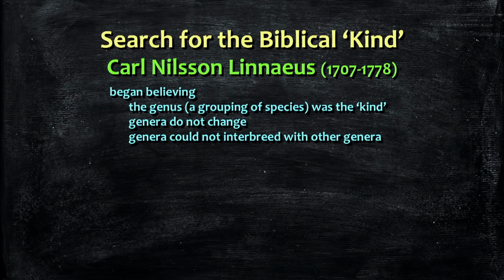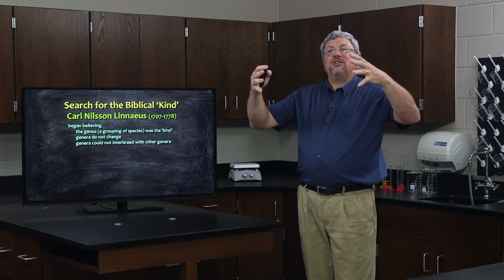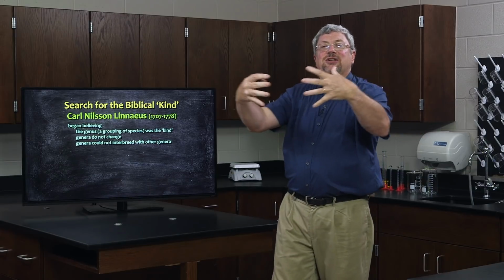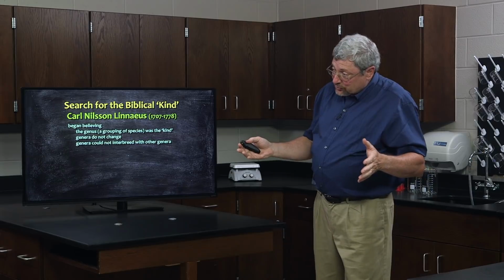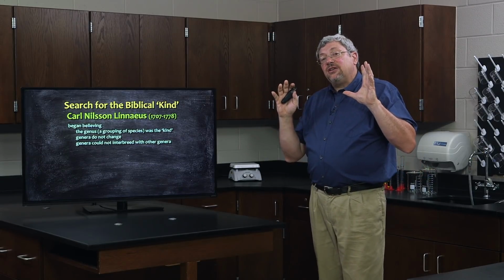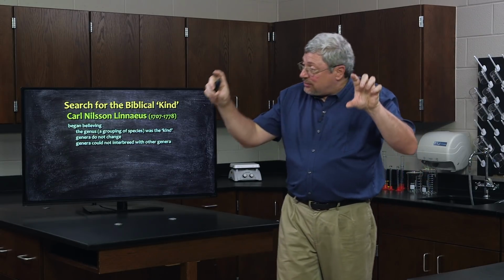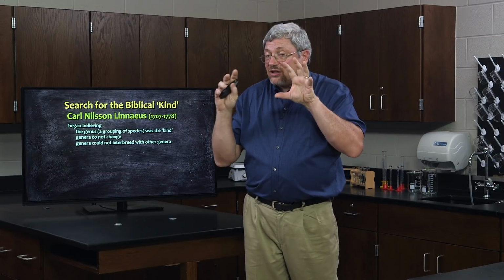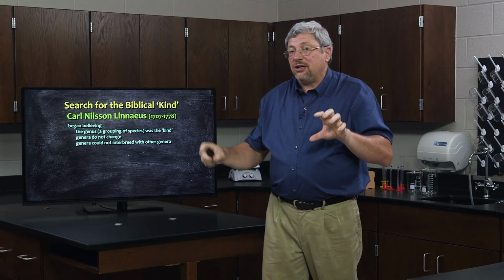As Linnaeus continued his investigations, he began to run into, however, genera that seemed to be created by hybridization. Remember, moving from a species to a bigger grouping, he moved to the genus and said, oh, now the genus is the created kind. Well, that would mean that the genus doesn't change through time, that one genus cannot interbreed with another genus. If, in fact, it's a created kind, it shouldn't be able to interbreed.